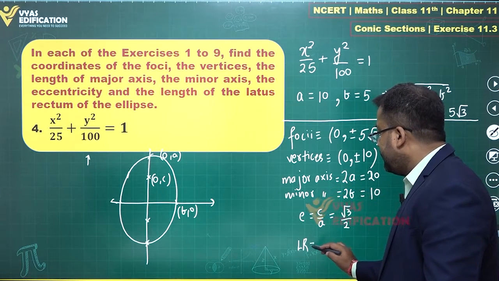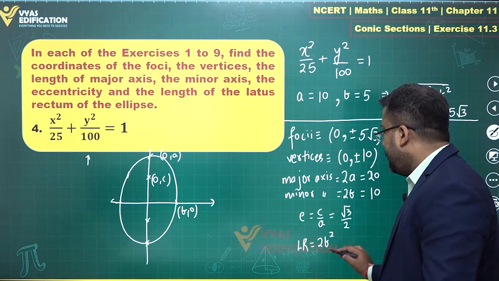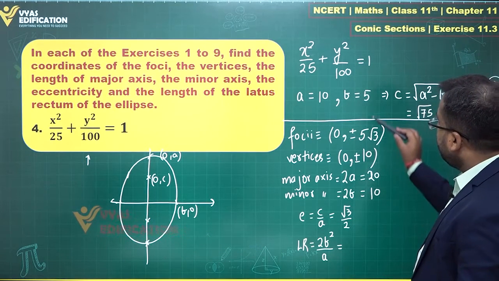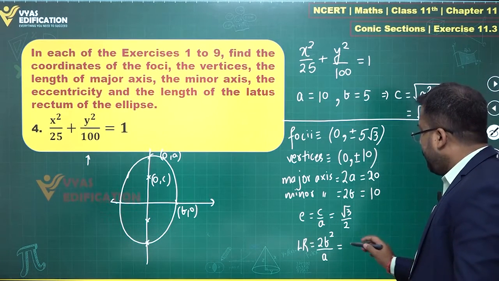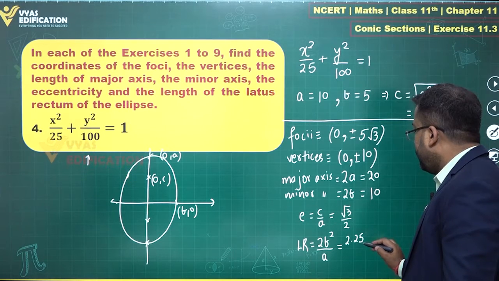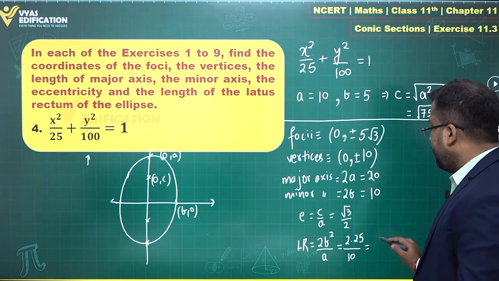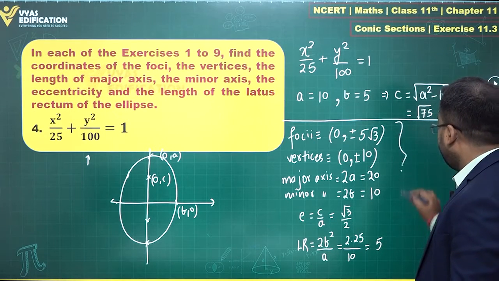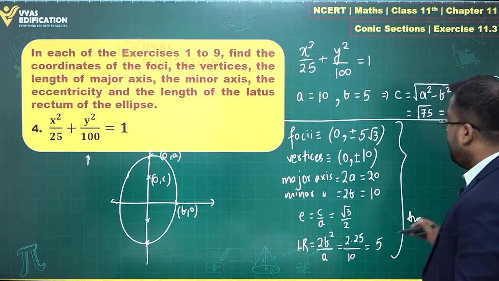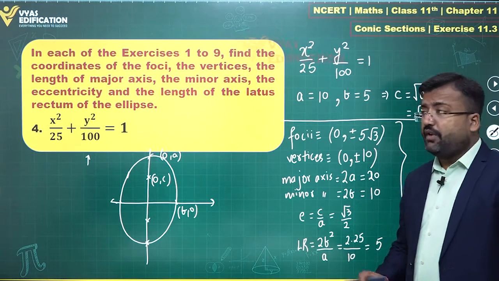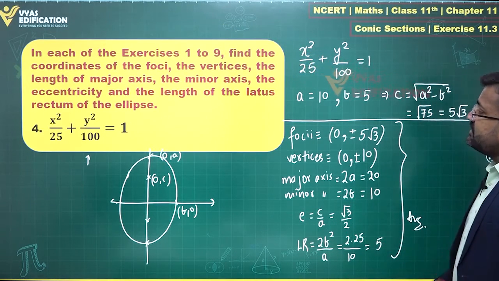Latus rectum is 2b square upon a, and that will be equal to what? So 2 times b square is 25, 2 times 25 upon 10, and yes, this is 50 upon 10, which is 5. So that is the answer for this question, as you can see over here. That's the complete solution and final answer.